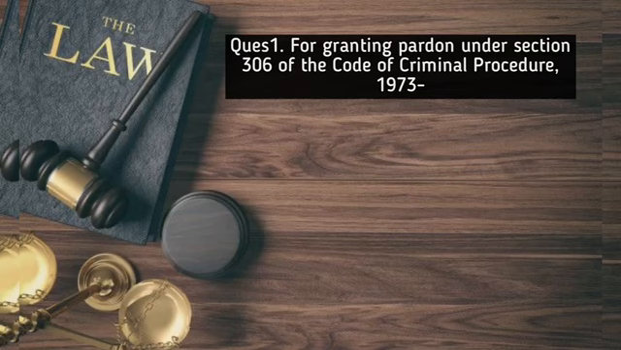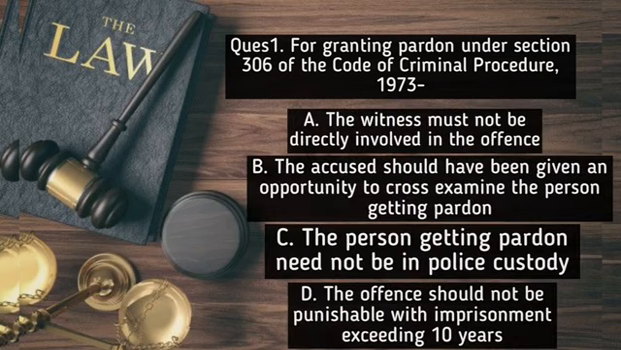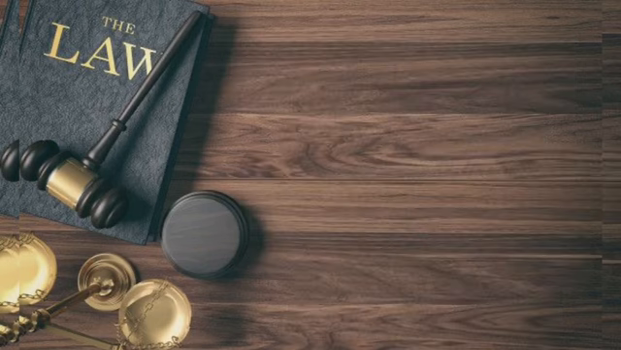Question first. For granting pardon under section 306 of the Code of Criminal Procedure 1973, our options are: A, the witness must not be directly involved in the offence; B, the accused should have been given an opportunity to cross-examine the person getting pardon; C, the person getting pardon needs to be in police custody; and D, the offence should not be punishable with imprisonment exceeding 10 years. And our answer is C, the person getting pardon needs to be in police custody.